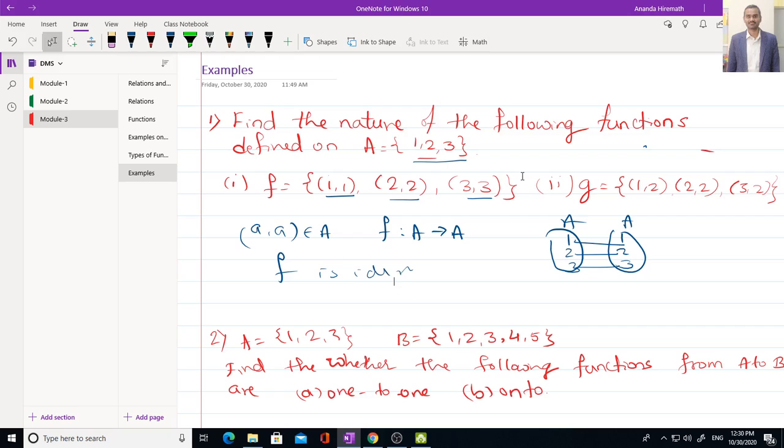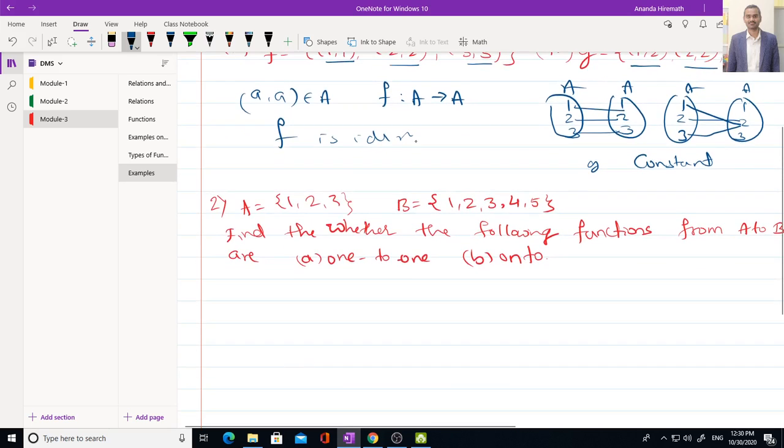Now let us solve the second example. The second example is (1,2), (2,2) and (3,2). Let us map it first. 1, 2, 3 and 1, 2, 3. 1 is mapped to 2, 2 is mapped to 2, 3 is mapped to 2. So all the elements are mapped to only one element. So this is a constant function. You can say that g is a constant function.